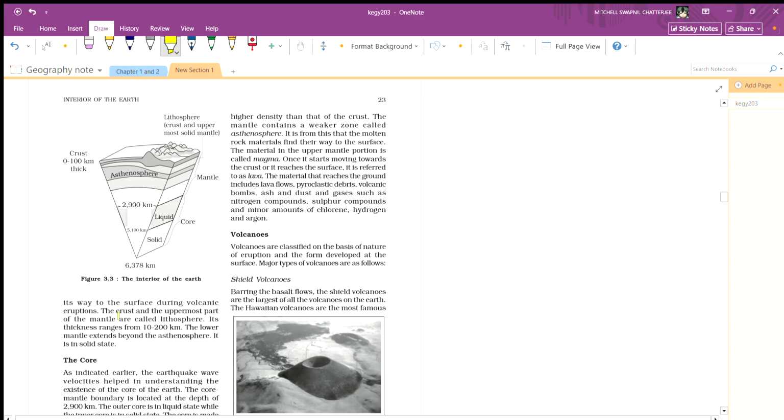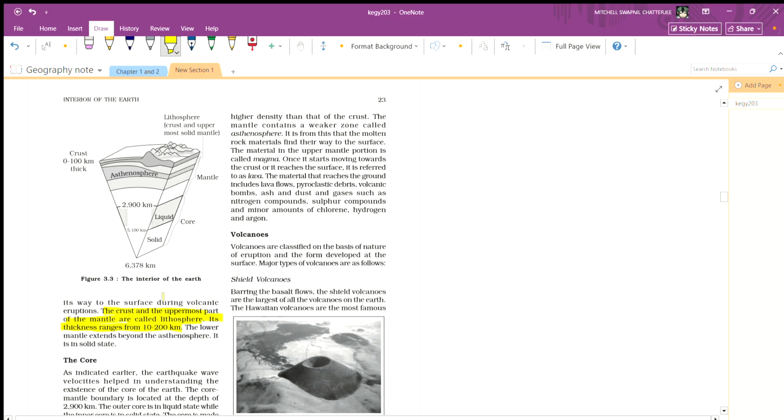The crust and the uppermost layer of the mantle are called lithosphere. Its thickness ranges from 10 to 200 kilometers, that is from the surface to the bottom. The lower mantle extends beyond the asthenosphere. It is in solid state as it goes deeper.